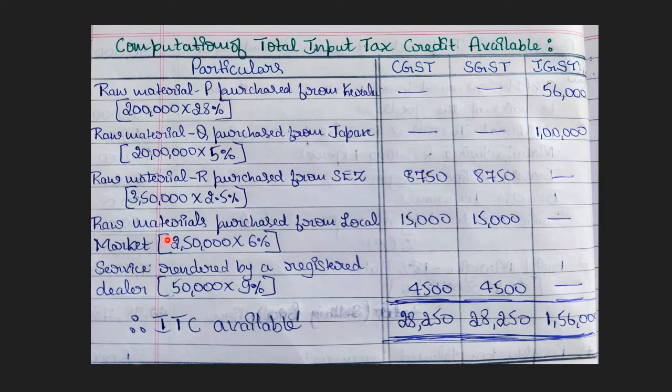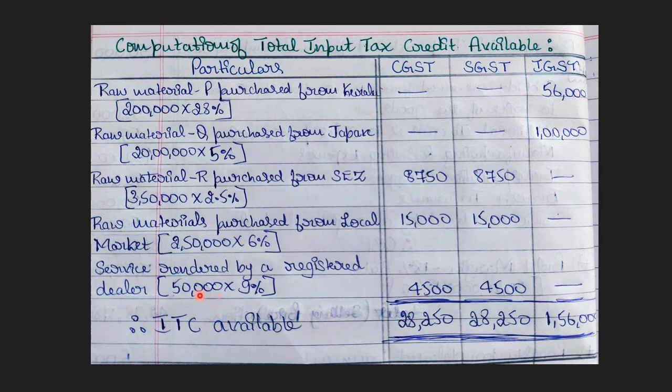And then there is one more set of raw materials she has purchased from the local market. So she is purchasing from the local market, hence CGST and SGST is charged. 12% was the rate of GST. When it comes to CGST and SGST, it will be 6% each. So that sums up to around 15,000 rupees. Okay, so that we have charged here. And then finally she has taken a service from a registered dealer.